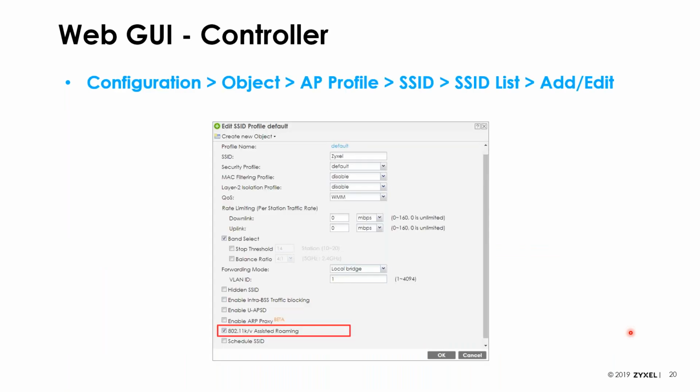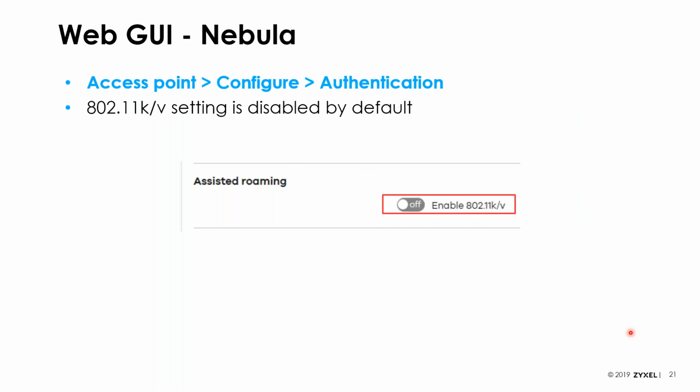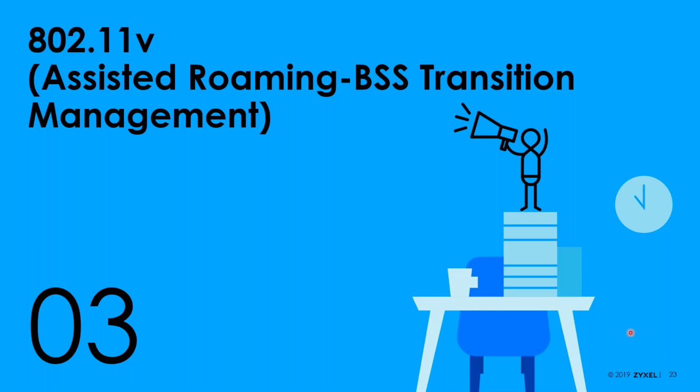Okay, configuration, once again, just a tick box. K and V are under the same tick box, so you just enable them both at the same time. Under on-premises controllers, it is under SSID lists, and under Nebula, it is under configuration and authentication. But once again, if most support it, or hopefully all, please enable. If not, leave disabled.